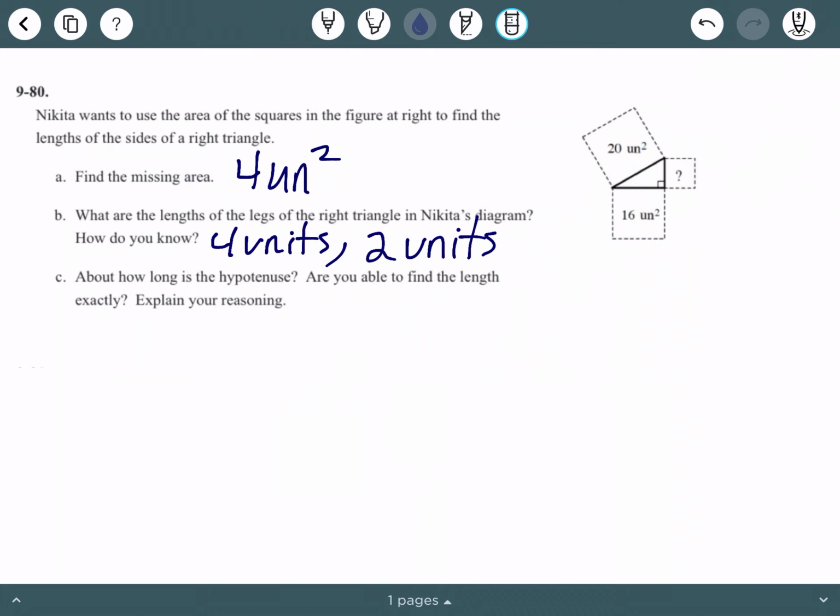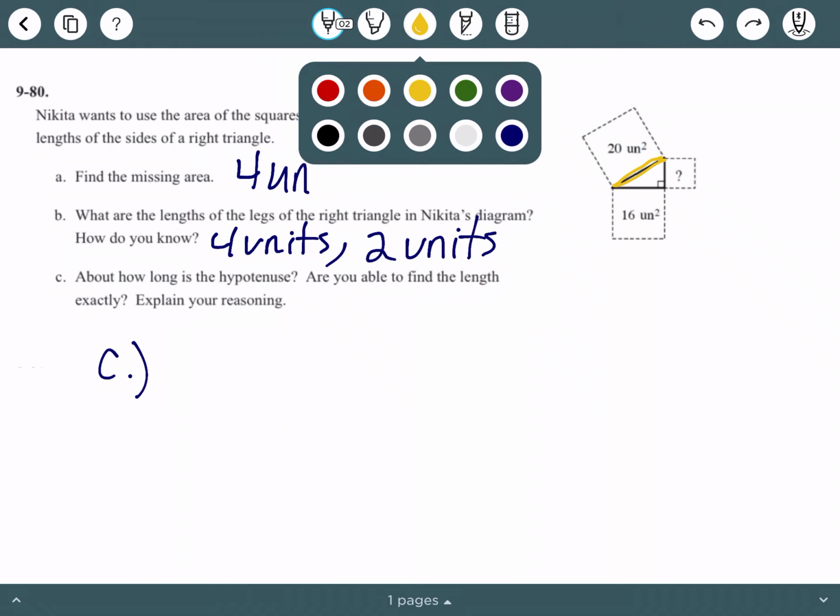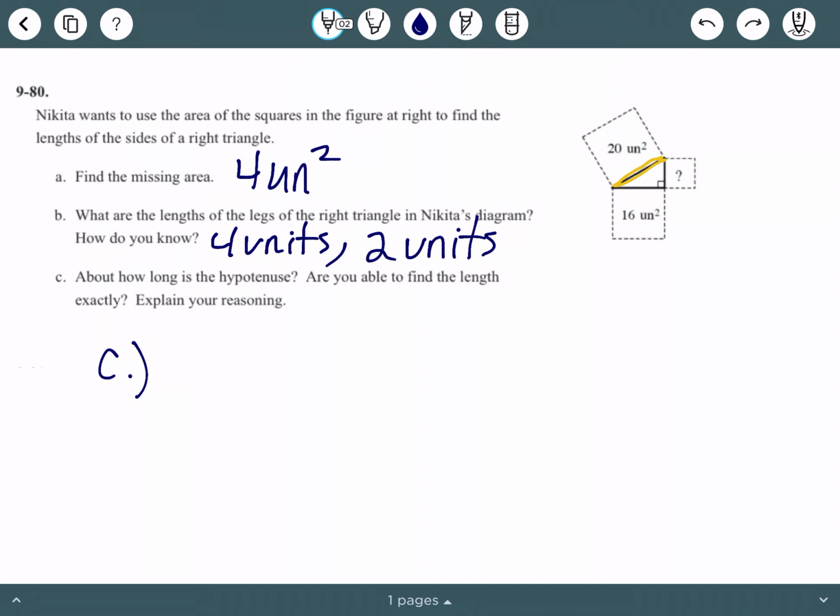All right, finally, part C asks us about how long is the hypotenuse. Are you able to find the length exactly? Explain your reasoning. So the hypotenuse is that longest side across from the right angle. It's always c, it's always directly across from that right angle. So, if we're doing this without using the square root symbol, what we could say is, well, I know that the square root of 16 is 4, or actually, let's do 4 squared gives us 16, and 5 squared gives us 25.